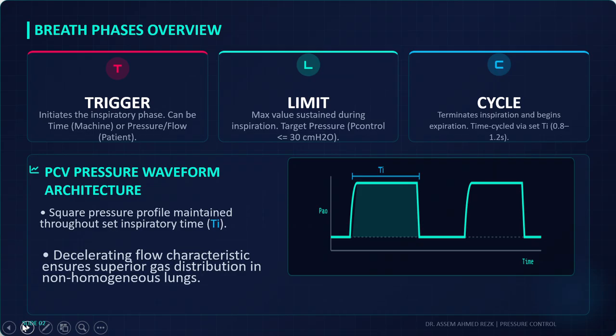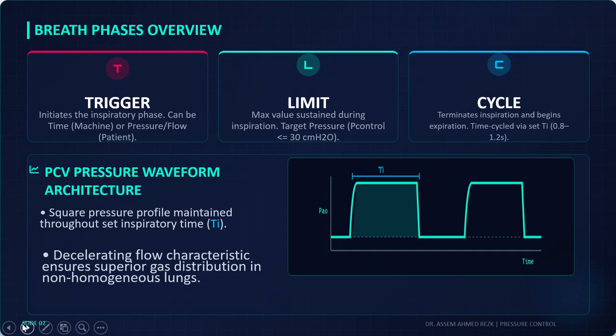Breath phases overview: trigger, limit, cycle, which you were using in the last lectures. Trigger means the breath is initiated by the machine or the patient: by the machine, it is time; by the patient, pressure or flow. Limit is the maximum value sustained during inspiration, target pressure less than or equal to 30 centimeters of water. Cycle terminates the inspiration and begins expiration; time cycling via inspiratory time set at 0.8 to 1.2 seconds.